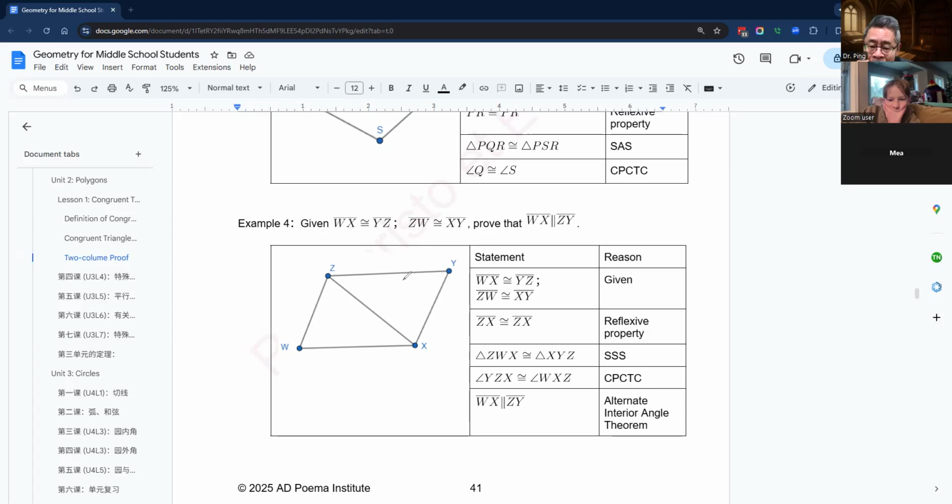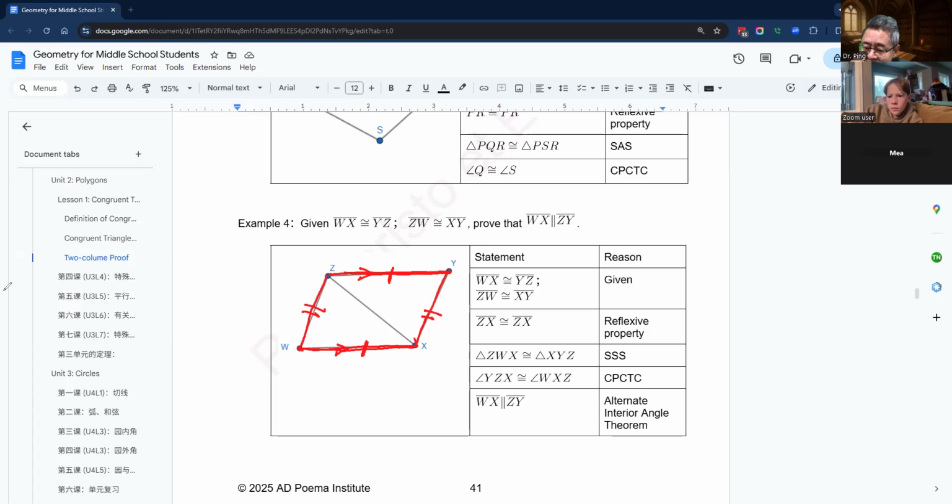Given WX, where's WX? WX is here. WX is congruent to YZ, so this and this are congruent. And we know ZW is congruent to XY. So we want to prove that WX, which is this line, is congruent to ZY. So we want to prove this and this. That's how we're going to prove.